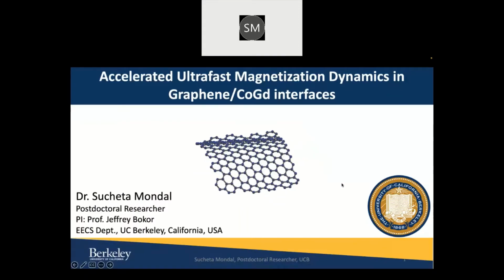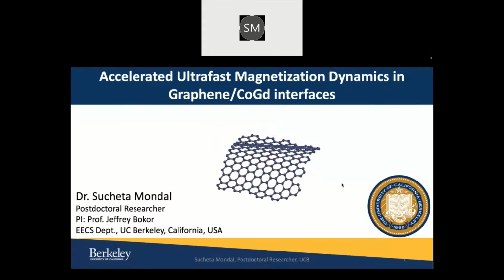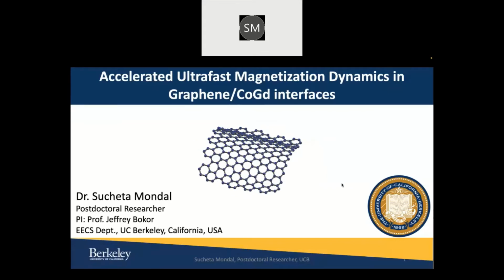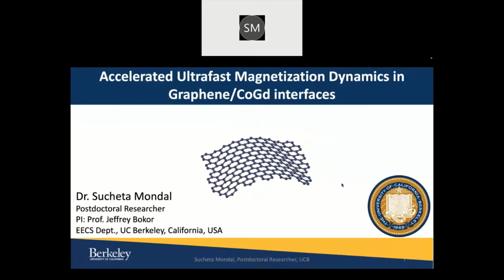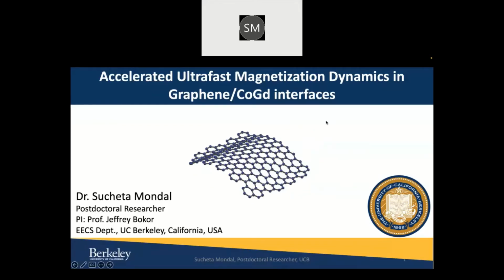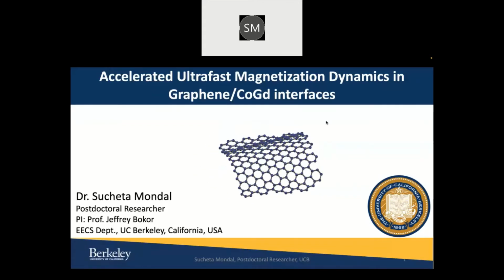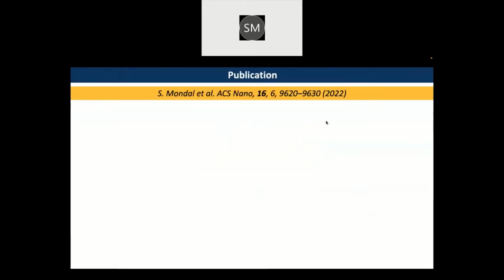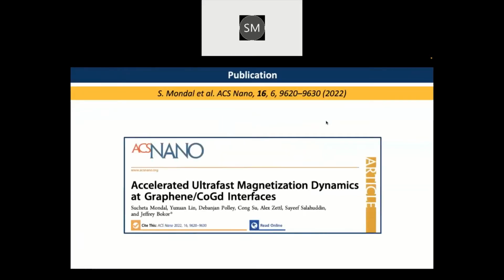Yes, so I'm sure you all are having a great time in this workshop. So today I will talk about how ultrafast magnetization dynamics gets modulated in the graphene cobalt gadolinium interface. This work has been recently published in ACS Nano.